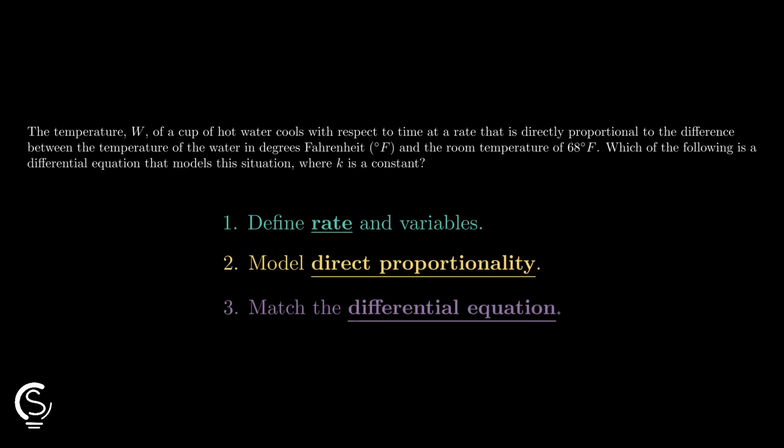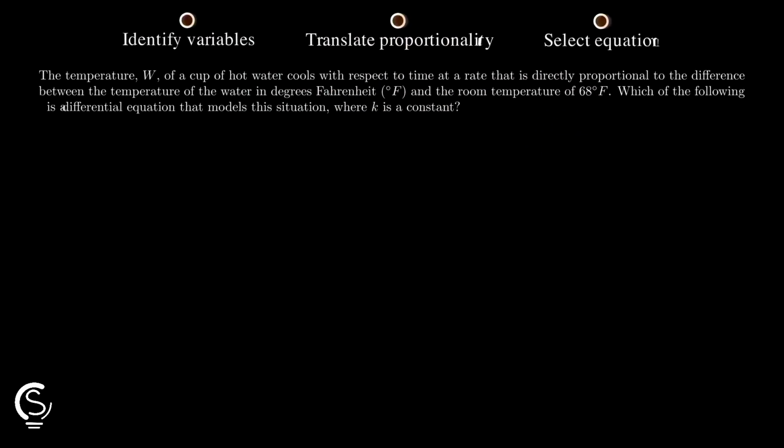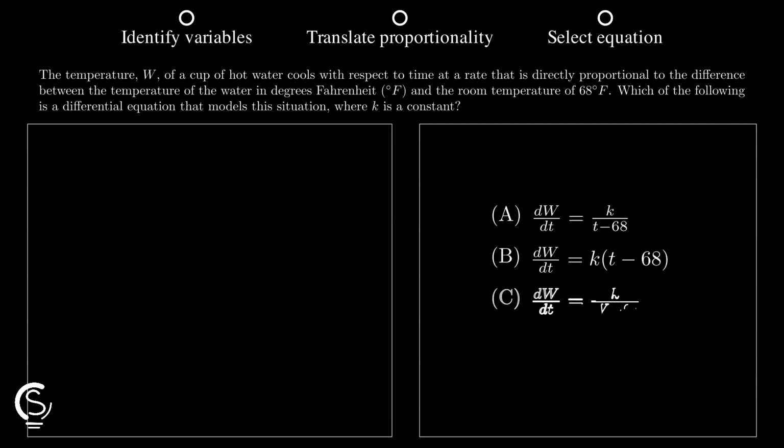Let's go! Calculus problems involving rates of change can seem intimidating, but we will break this down into 3 simple steps to find the correct answer very quickly. The rate of change of temperature, W, with respect to time t is written as dW/dt. This is our dependent variable's derivative, so let us keep that in mind now.